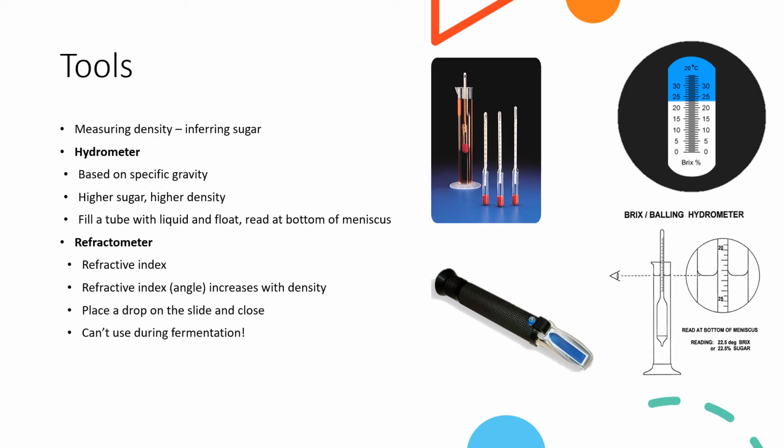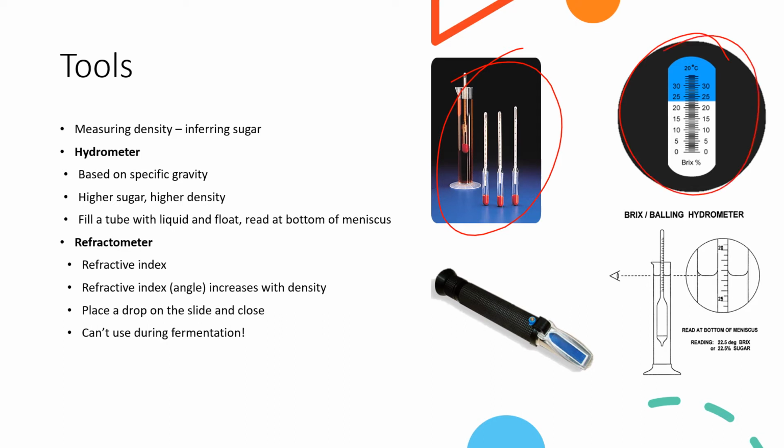So here are the tools that we use when we're measuring density and inferring sugar from that density. We can have a hydrometer, which is what we have right here. These are based on specific gravity, and we drop this hydrometer into a tube filled with liquid, and the higher it floats, the more dense the solution is, so therefore the higher the sugar.